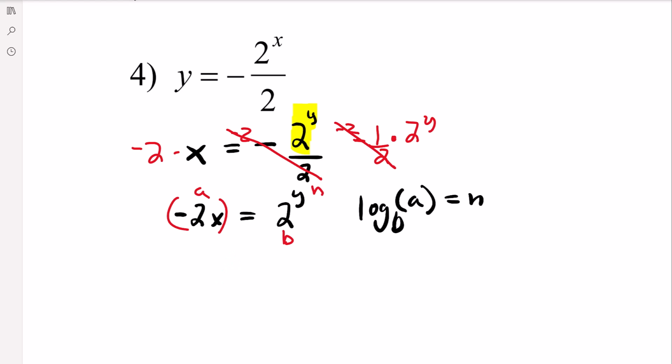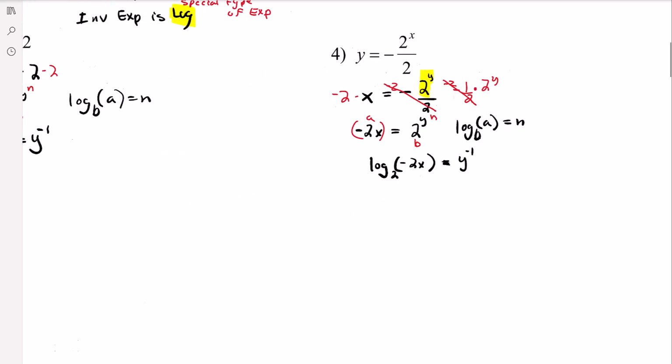We're rewriting it as log base 2 of the argument, -2x, is equal to the exponent y, and then it gets the inverse notation. All right.